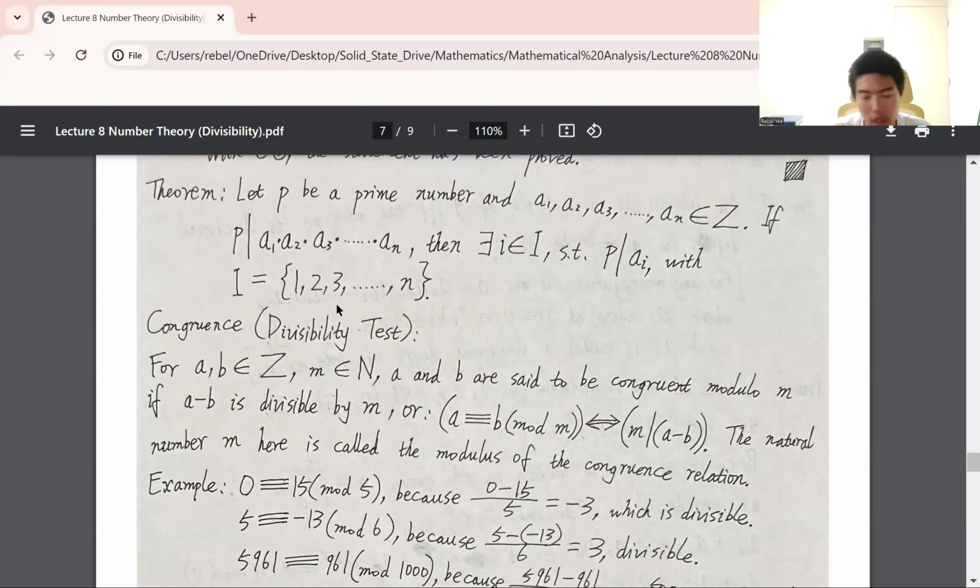And the last thing we'll introduce today is a concept called congruence. Congruence has some applications in abstract algebra, and also in divisibility tests.